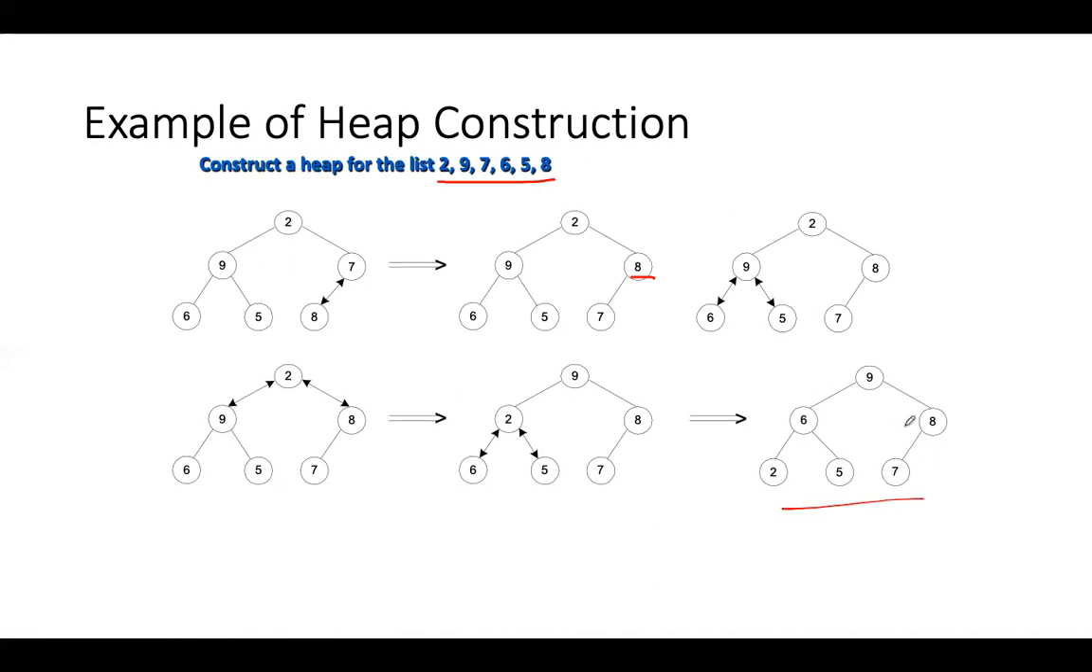Final heap. Now you can see this is a complete binary tree, plus parent value is greater than children value. 9 is greater than 6, 9 is greater than 8. 6 is greater than 2, 6 is greater than 5. 8 is greater than 7. So this is a heap. Again, it's not sorted. It is just a heap.